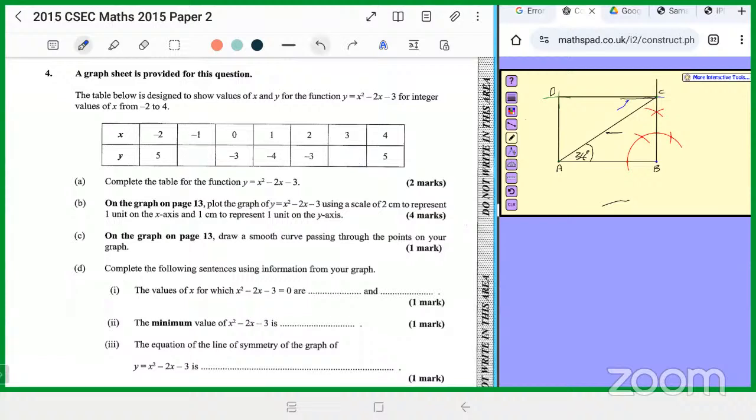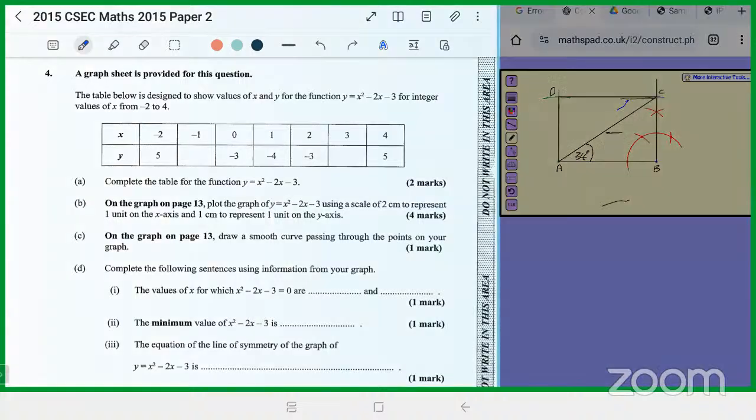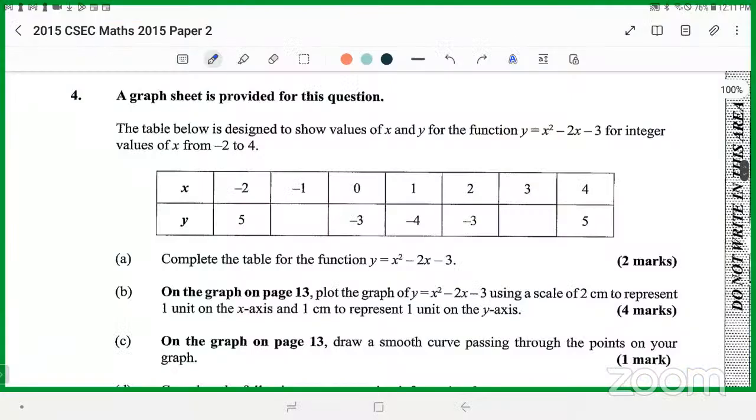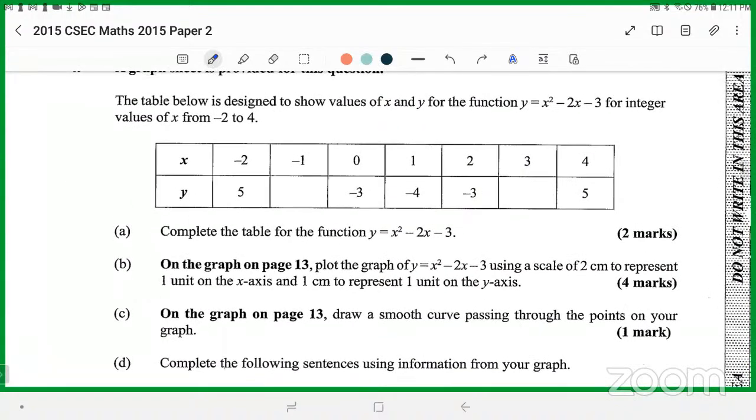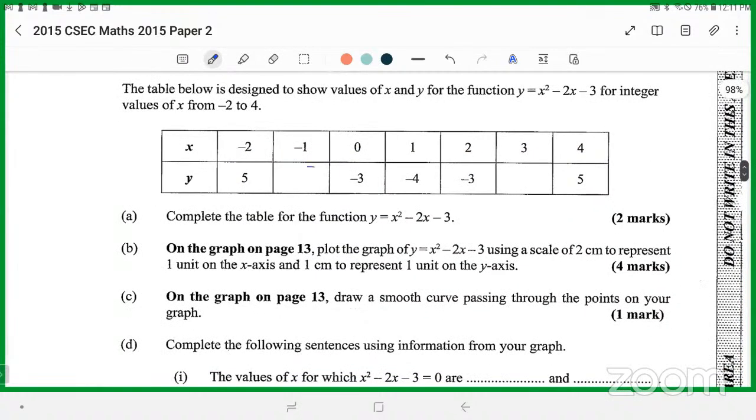But we have to fill it out. We're going to have to work it out. Well, let's read the question. It says the table below is designed to show the x and y values for this quadratic function, for integer values of x from -2 to 4. Complete the table for the function. So we're going to take this -1 and drop it inside here for the x.